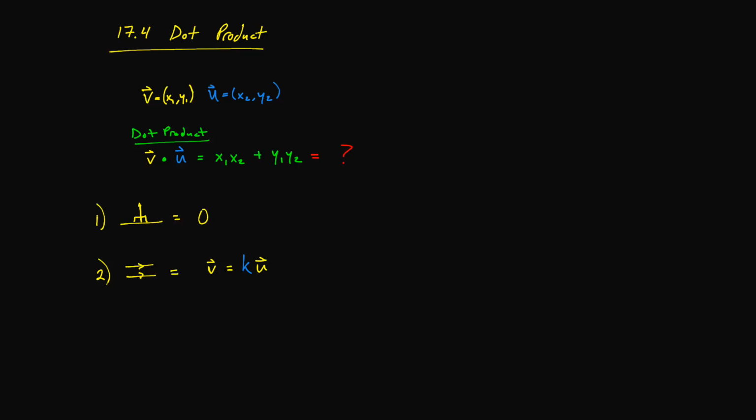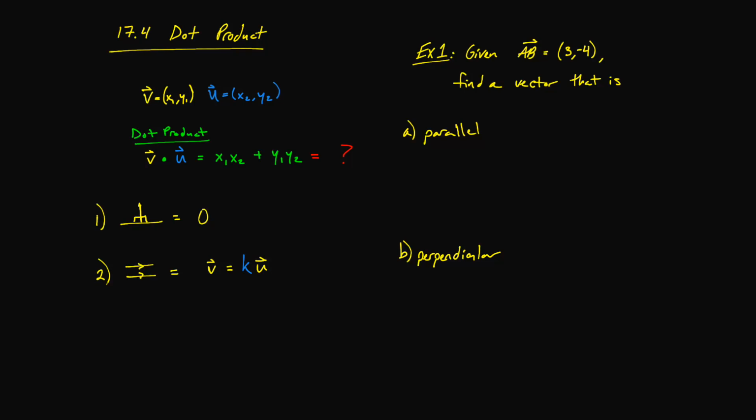So let's get started. I'm given a question here on the right that says given the vector AB is equal to 3, negative 4, find a vector that is first parallel and then perpendicular. Now I will state that these answers can vary and you can have different ones, and that's totally fine.